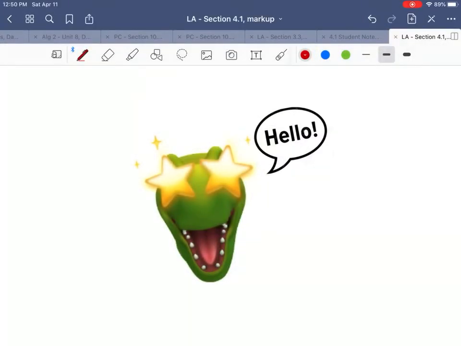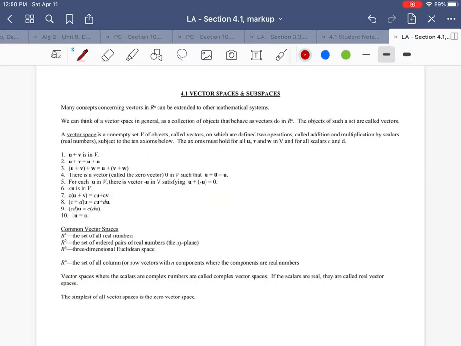Right, hello there. Today we're going to start chapter 4, and the topic of chapter 4 is on what are called vector spaces and also subspaces. So, a vector space is basically what it says here, a collection of objects that behave like vectors in the real numbers.